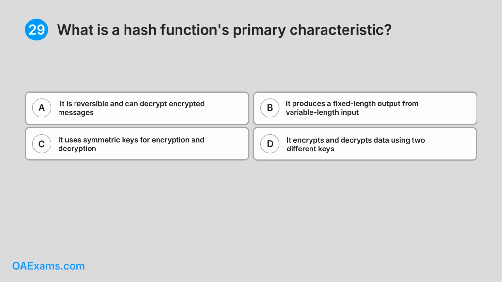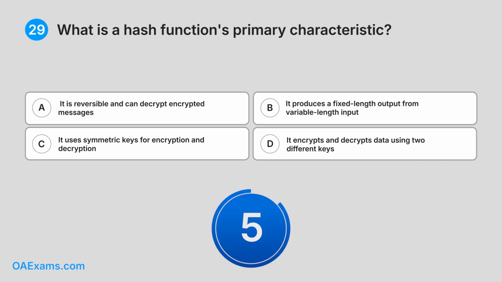29. What is a hash function's primary characteristic? A. It is reversible and can decrypt encrypted messages. B. It produces a fixed-length output from variable-length input. C. It uses symmetric keys for encryption and decryption. D. It encrypts and decrypts data using two different keys. Do you know the answer?